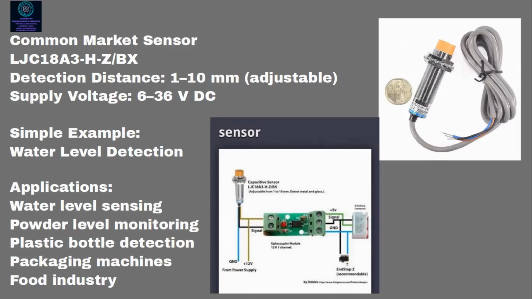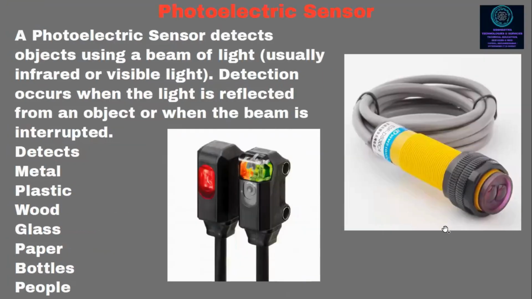Application, where do we use this sensor? Water level sensing, powder level monitoring, plastic bottle detection, packaging machines, and wood industry. These are the industries where it is mainly used. All right, so we'll go to the next sensor, called the photoelectric sensor.